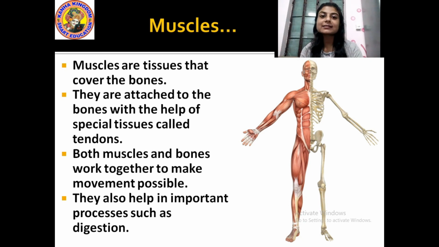So what is muscle? It is the tissue that covers the bones, and muscles and bones are attached to each other with a special tissue called tendons. With the help of muscles and bones, movement of the body is possible. Muscles also help in processes like digestion, because our stomach is also a muscular part of the body.